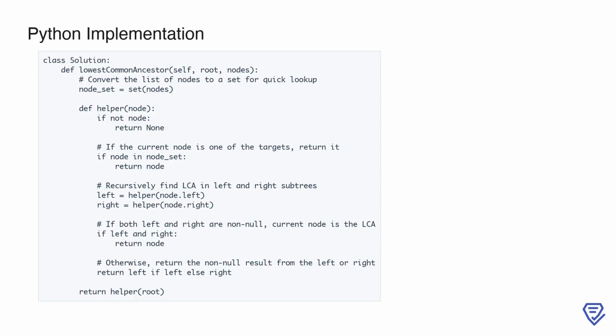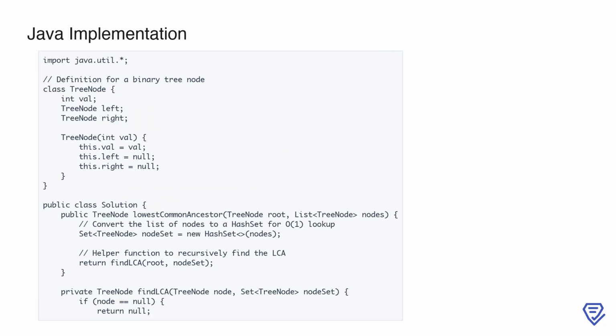Here, we begin implementing the solution to find the lowest common ancestor of multiple nodes in a binary tree. First, we define the tree node class, which represents each node in the binary tree.